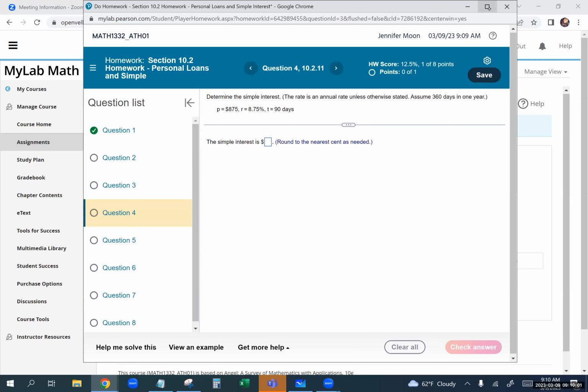Yep. And then you don't move that decimal at all. No, because it's interest, so our answer is solved as money. The rate is the one that we have to move back.